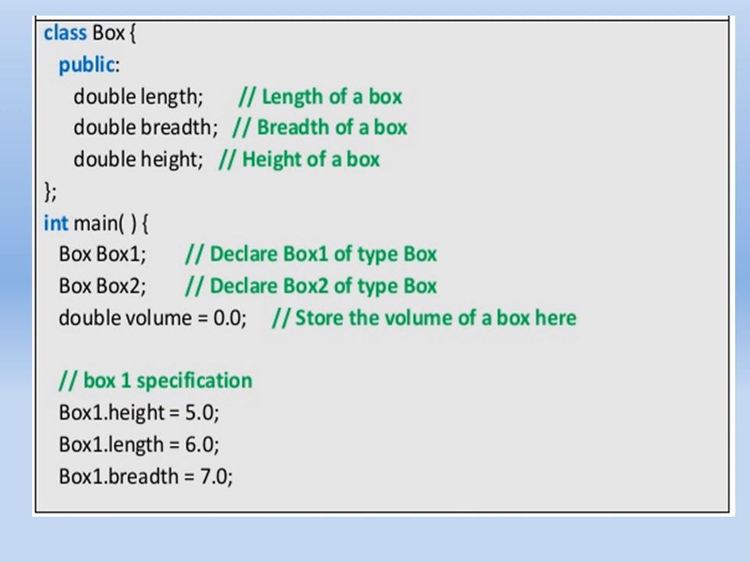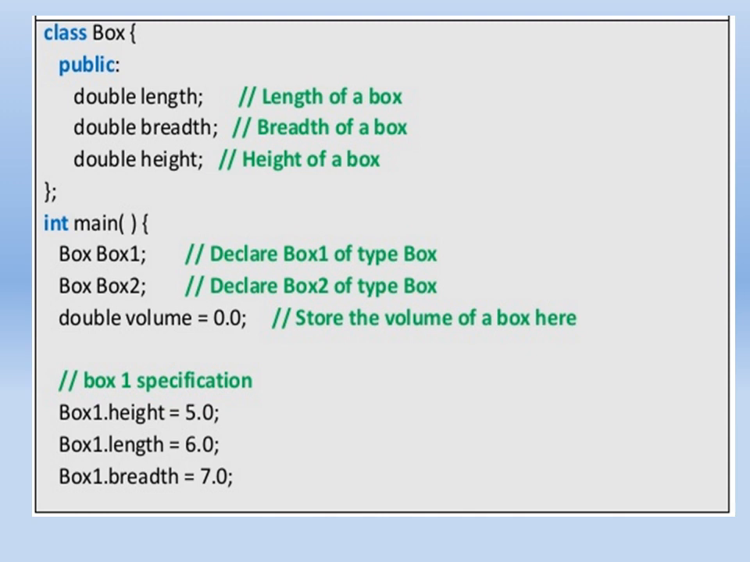So this is the way we can access the data member. We write box1, the name of the object, then the dot member operator or dot operator, and height, the name of the variable, and we assign the value 5.0. Then box1.length = 6.0. So through the object we access the data member length, and assign the value 6.0. And box1.breadth = 7.0. Through the box1 object we access the variable breadth, and assign the value 7.0.